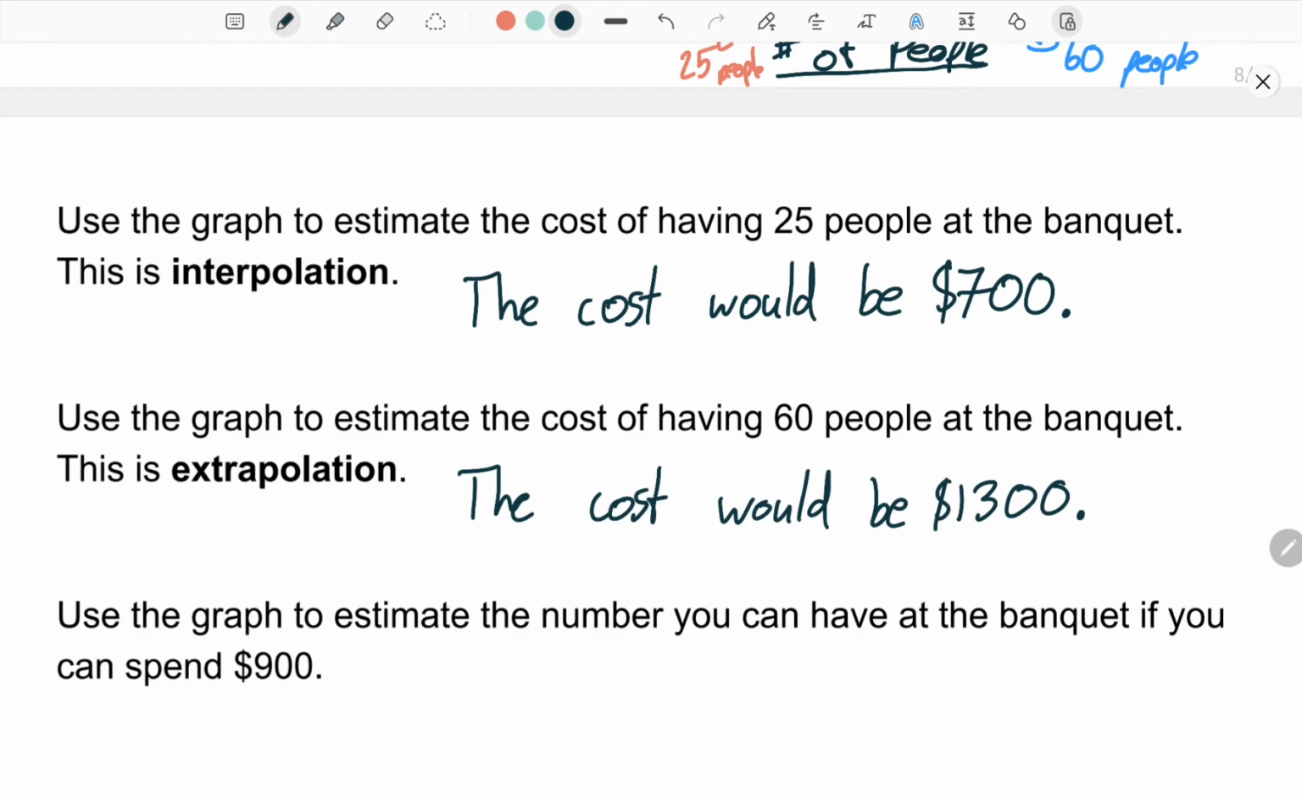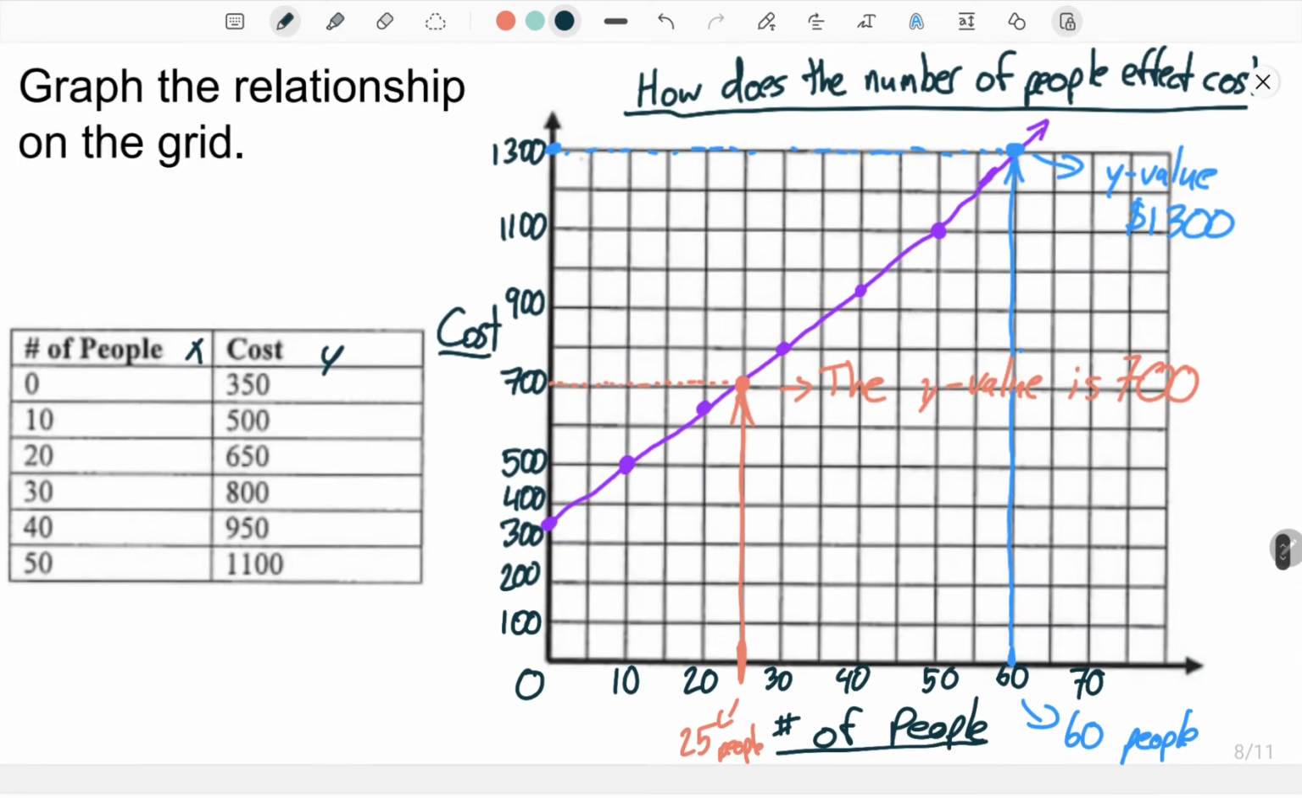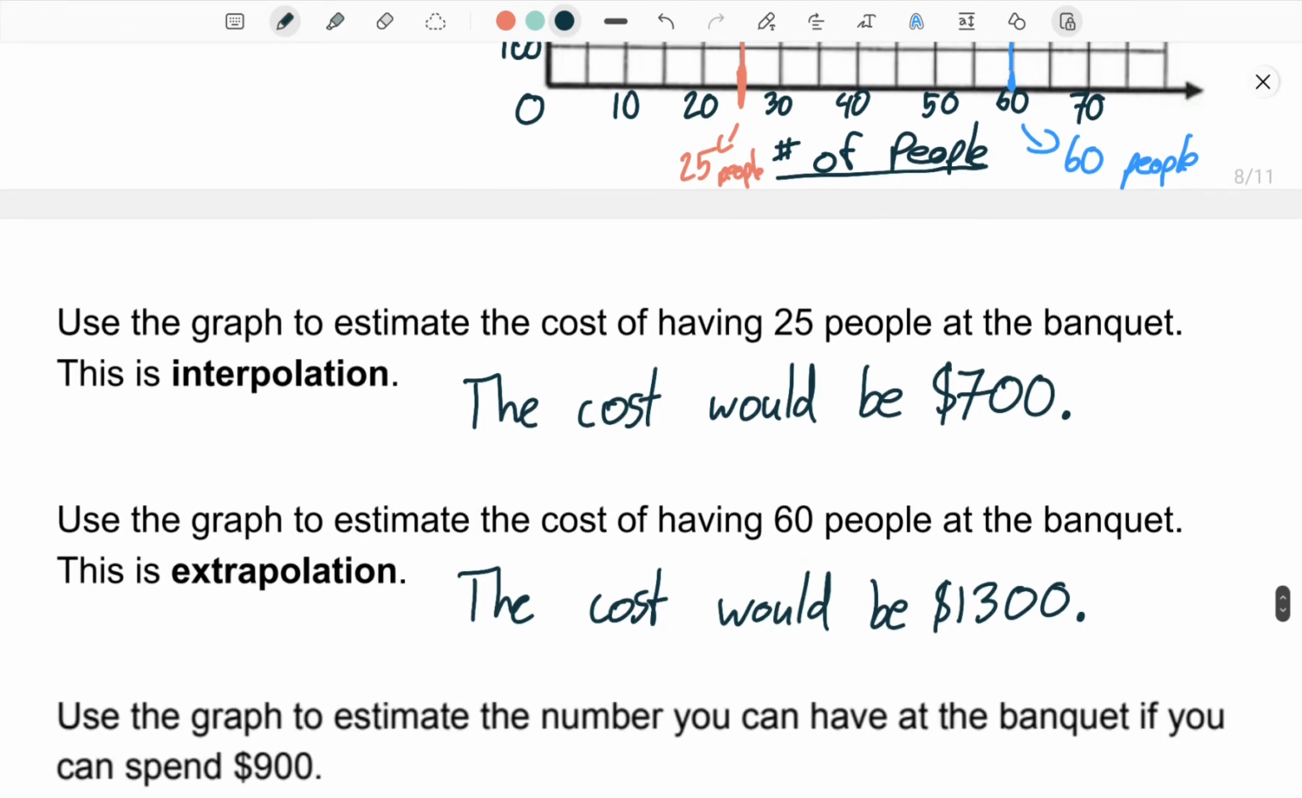And because when we were looking at our graph, that value that we were originally looking at, that 60, was to the right. That was outside of our original data. On our table of values, we ended at 50. We didn't go anywhere past that. So by making an estimate outside of your data, that is what we call extrapolation, whereas interpolation was within the data. So that's the difference between those two when we're talking about making estimates.